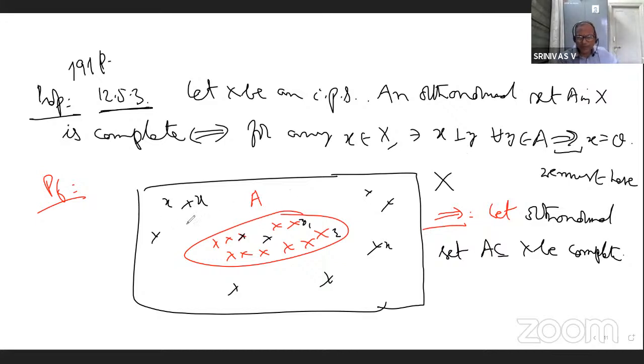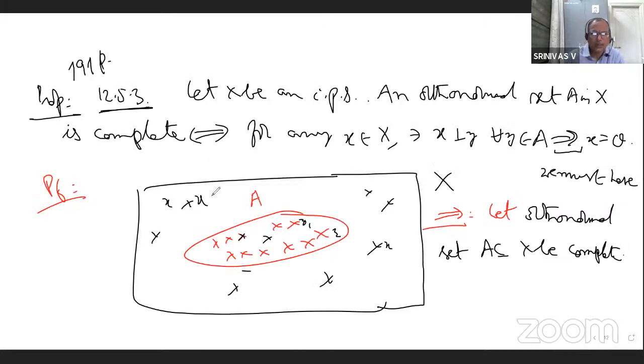If x values come from anywhere from capital X, they can be in capital A or in the complement. Those are x values. And y values come from capital A alone. And in that case, x and y must be orthogonal. And if your small x is such that this holds, then this property must give us x is the 0 vector. Okay, so let us assume this. Let us start with negation. Let x be non-zero such that this is true. Let x be satisfying this, but x is non-zero. So let us start with negation.